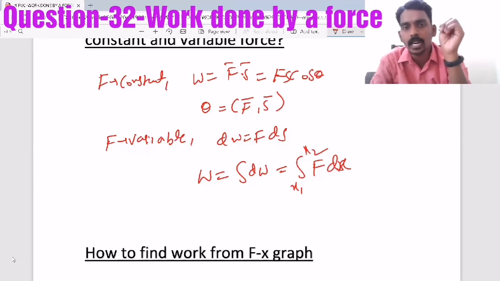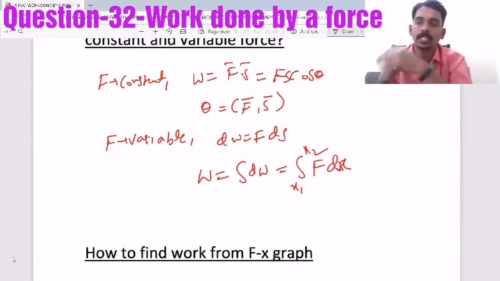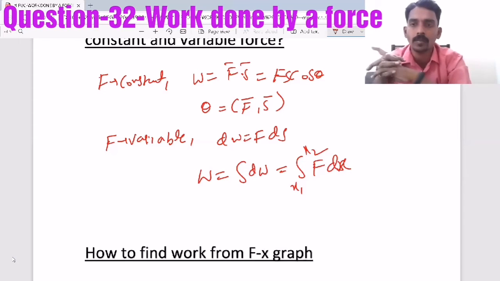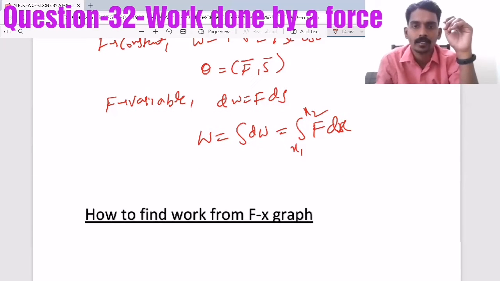And why are we taking the dot product only? Because work is a scalar, and force and displacement both are vectors. Now you have to get one scalar from two vectors, so that's why we are going for the method of how to get a scalar from two vectors, nothing but the scalar product or dot product of two vectors. That is what we are studying.